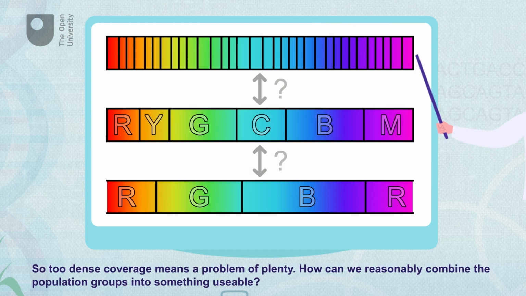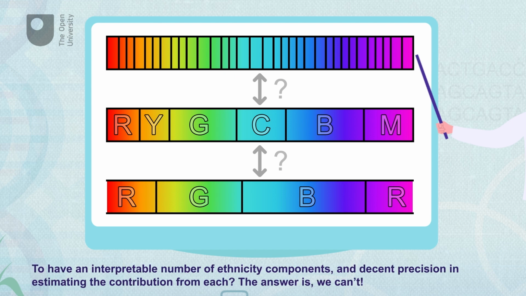So, too dense coverage means a problem of plenty. How can we reasonably combine the population groups into something usable? To have an interpretable number of ethnicity components and decent precision in estimating the contribution from each? The answer is, we can't.